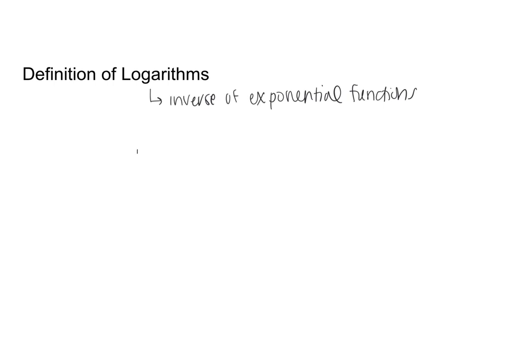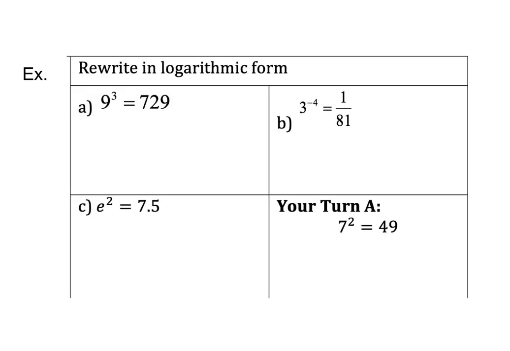Okay, so y equals b to the x is like a very basic exponential function. Its inverse is log base b of y equals x. So we can rewrite logarithms as exponential functions and vice versa to help us solve and understand them. Okay. It says rewrite in logarithmic form. So remember, y equals b to the x is the same as log base b of y equals x.